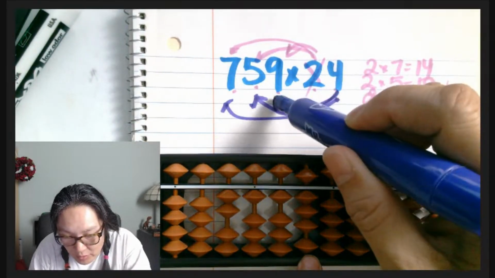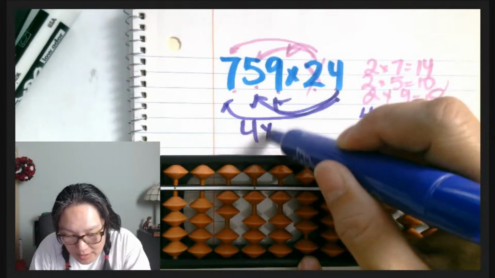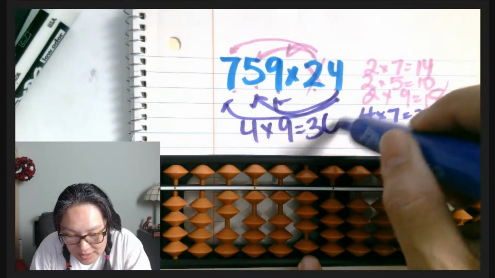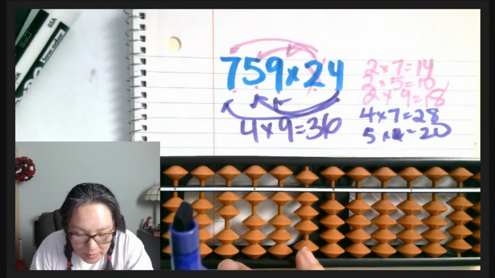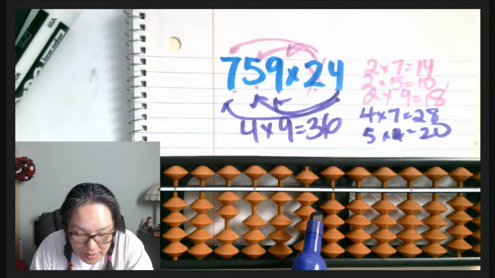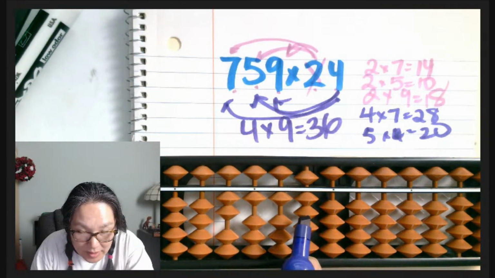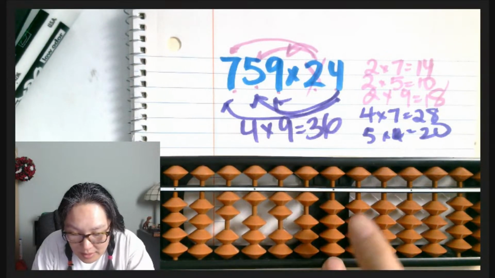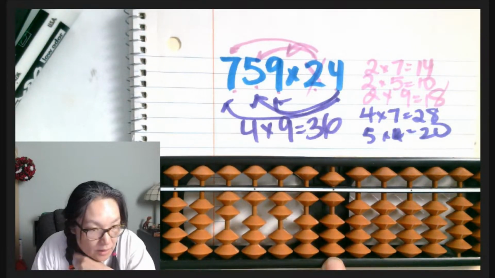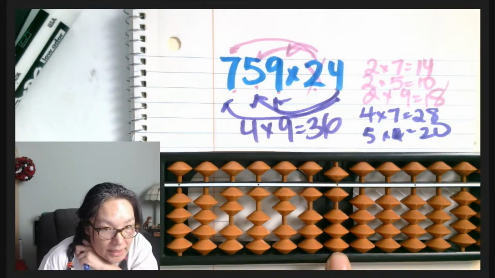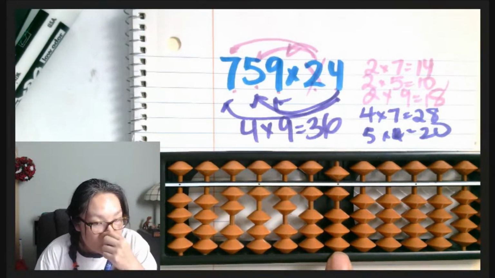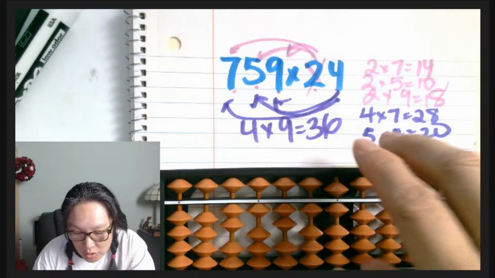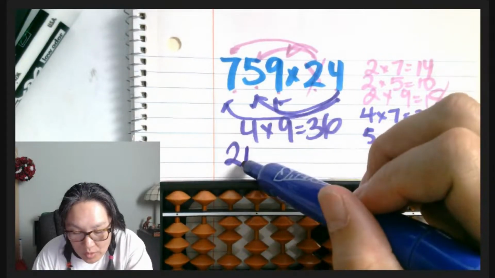Then our final one is 4 times 9 is equal to 36. Plus the 3, plus the 6. Plus the 3 is plus the 10 minus the 7, and then plus the 6. So my final answer is 21,000.